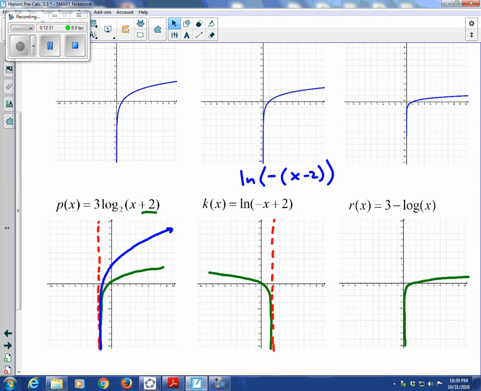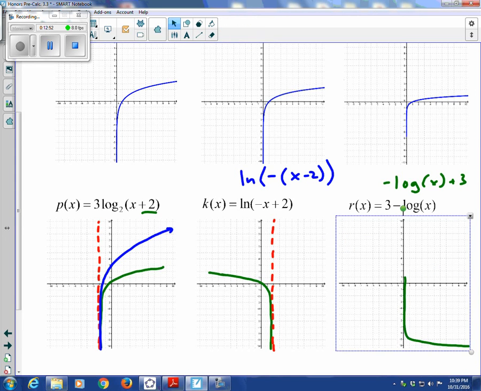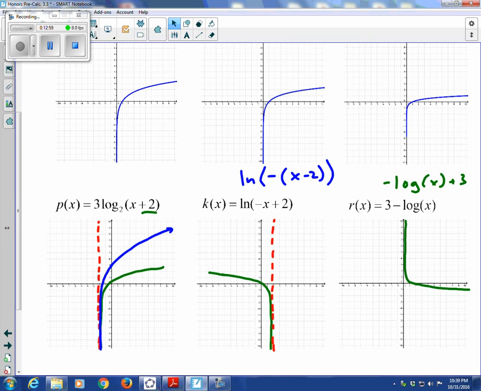Finally, right here with our r of x, we've got 3 minus the common log of x. So right here, first we can say that we are seeing a negative common log of x. We can think about this as negative common log of x plus 3. And right here, that means that we're flipping this guy upside down, right? Flipping him over the x-axis. And then right here, with that addition of 3, we're going to move him up 3. So he's going to go 3 units up. So right here, I can take my x-intercept and move him 3 units up to about there, and I would see the graph of 3 minus the common log of x looking something like that.